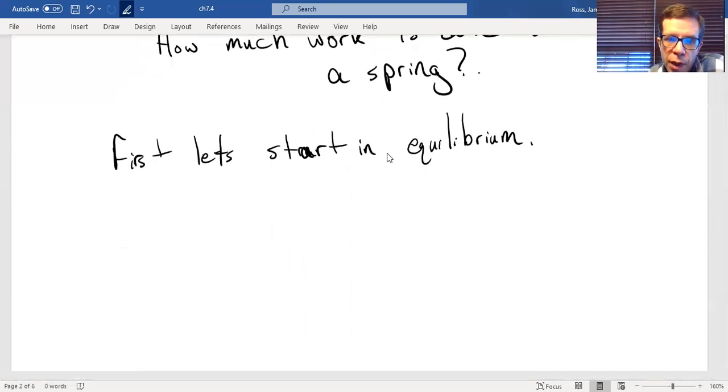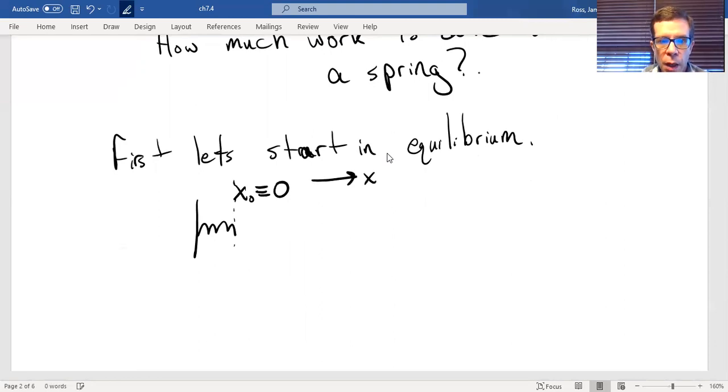So I've got my spring, and our x naught is our equilibrium position. And we're just going to define that to be our 0 for our x. And then we're going to stretch the spring out some distance, delta x, from the equilibrium position.